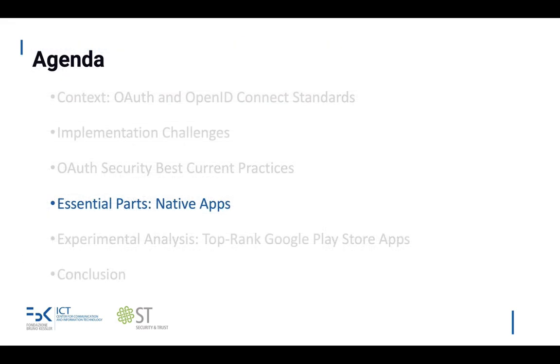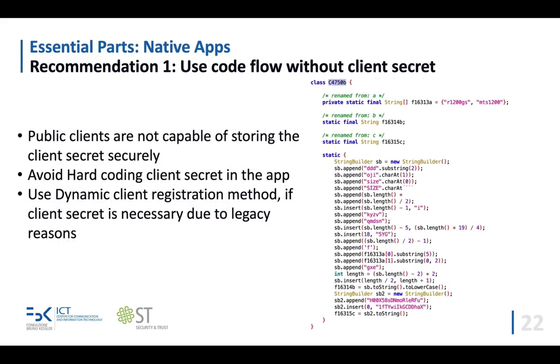Now let's see what the essential recommendations are in the context of native apps. The first recommendation is to use code flow with a client secret. The reason is that public clients are not capable of storing client secrets in a secure way. And what I noticed a lot in the native app scenario is that developers are storing the client secret in plain text, which is not a good practice.